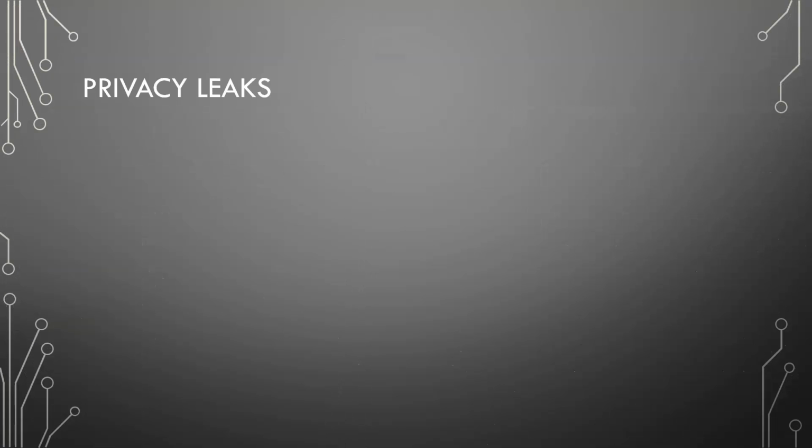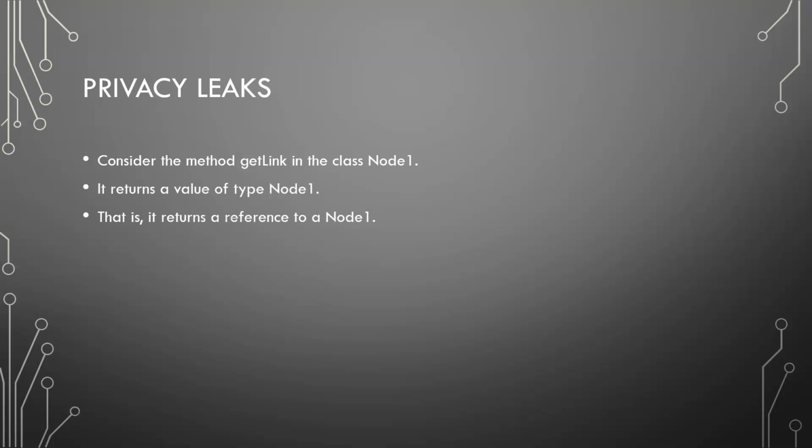So before I get into that demo, I just want to mention some privacy leaks here, because as we start dealing with memory being allocated, reallocated, and collected with the garbage collector, there are some potential things that can go on. If we look at the method getLink back in the class Node1, it returns a value of type Node1. That is, it returns a reference to Node1.